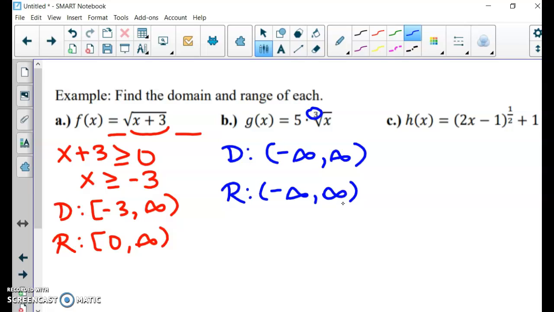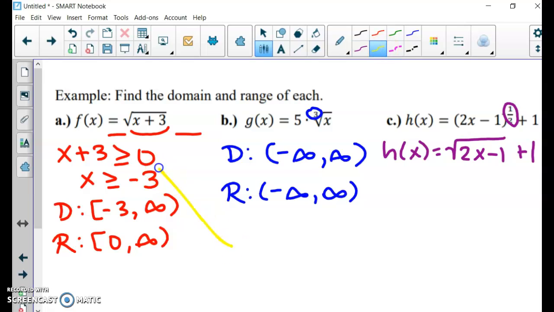Now let's take a look at part C. What did I say that this 1/2 in the exponent meant? If you said square root, you are correct. So this one rewritten as a square root would be the square root of 2x minus 1 and then a plus 1 on the outside. To find the domain, let's look back at this example here. What did we do? We took the radicand, the expression underneath the square root, and we set that greater than or equal to 0. Hit pause and take a minute to solve the domain of this h of x function.